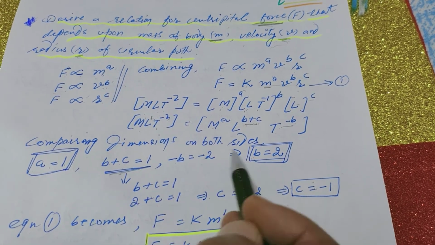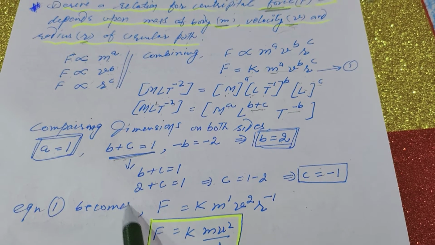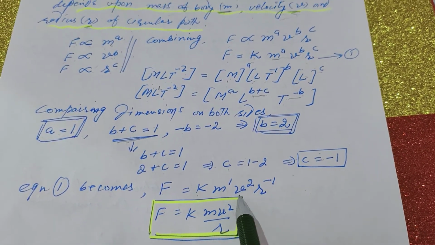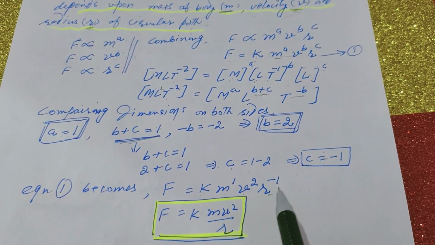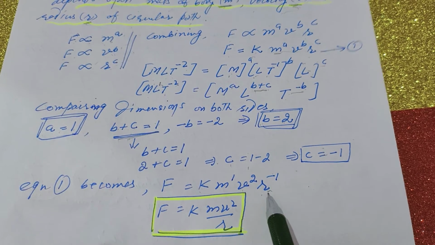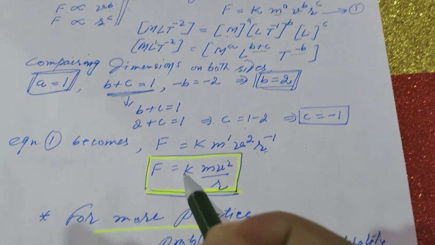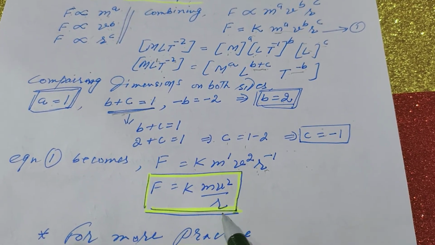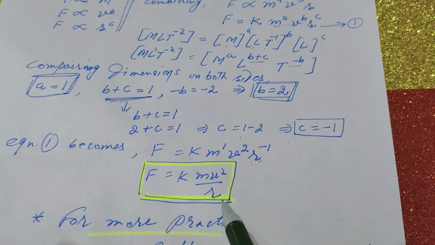So substituting these values of a, b and c in equation 1, equation 1 becomes F equals k, constant of proportionality, m power a, v power 2 and r power minus 1. As negative power of r is there, to make it positive, bring it to the denominator. So your relation is F is equal to k m v square by r. So this is the required relation for centripetal force.